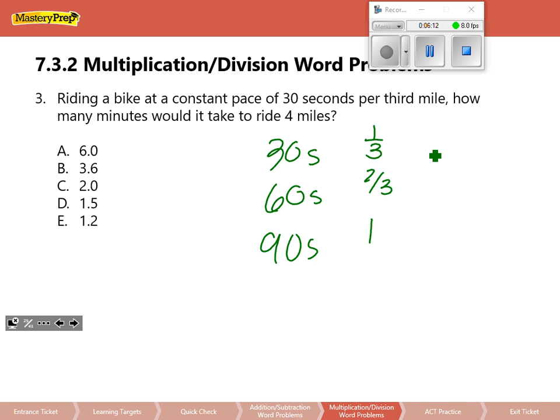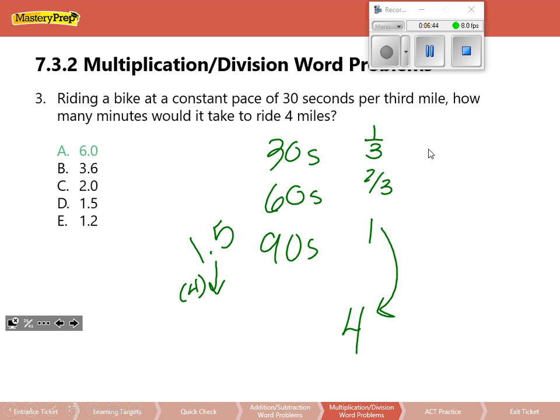Well, 90 seconds is what in minutes? 1.5, yes? Well, we're wanting to go to what? 4. Well, 1 times what is 4? 4. So we can take 1.5 and multiply it by 4, which would give us 6. How many minutes would it take?